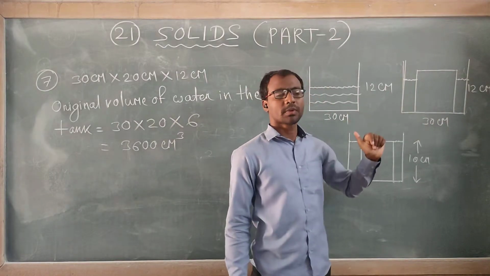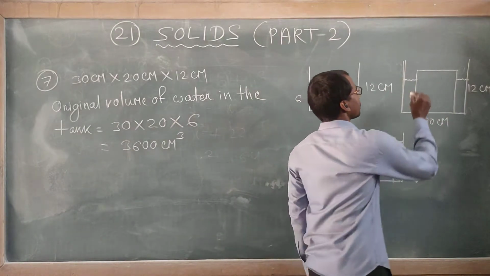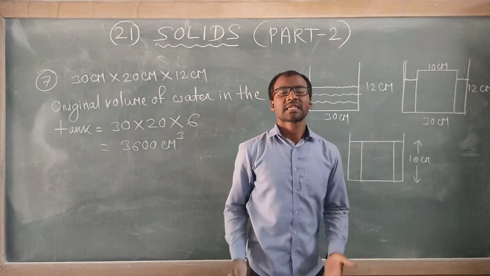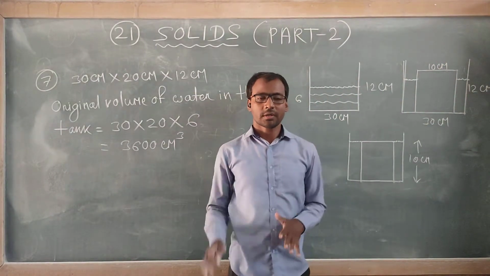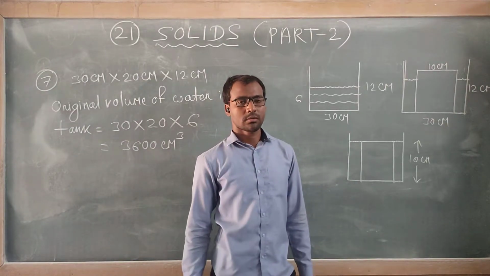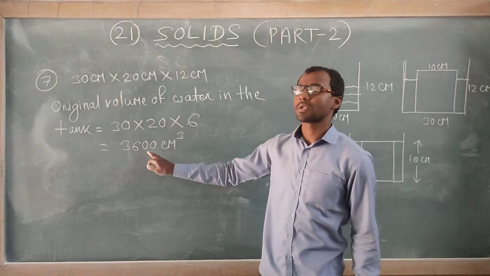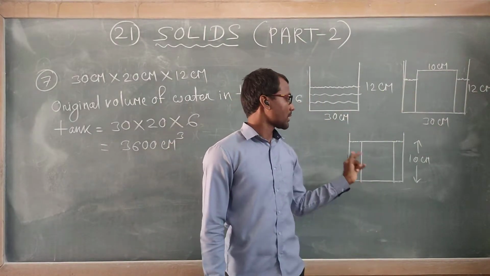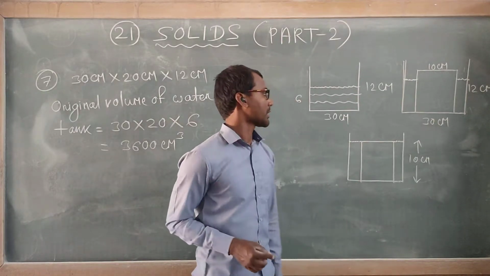Now look at the second diagram. When the metal cube, whose edge is 10 cm, is placed inside it, there is a rise in the level of water, but there is no increase in the volume of water because it is the same water. The same 3600 cubic cm of water will be here, in the second phase. Look at the third phase, some extra water has been poured.